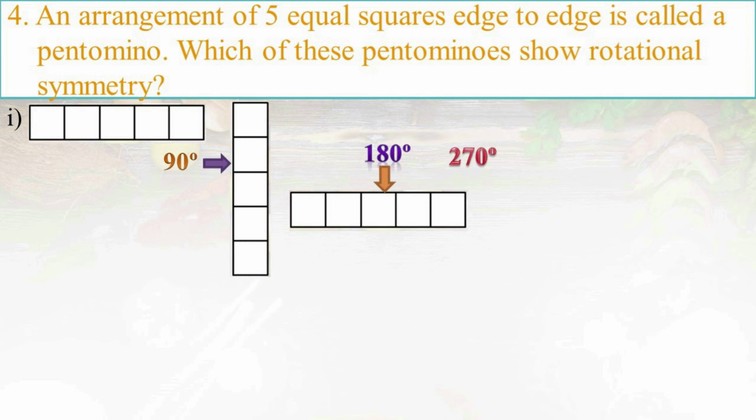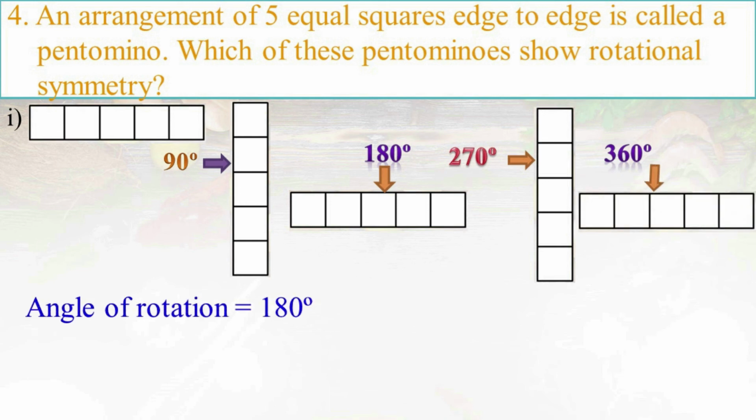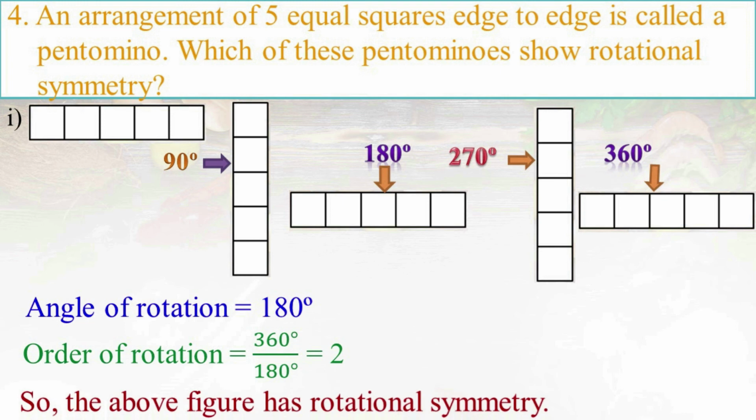Now let us rotate it to 270 degree. We get this shape. This is not its original shape. And on one full rotation, again we are getting the original shape. Therefore, angle of rotation is equal to 180 degree. Order of rotation is equal to 360 degree divided by 180 degree, which is equal to 2. 2 times we got the original figure on one full rotation. So, the above figure has rotational symmetry.